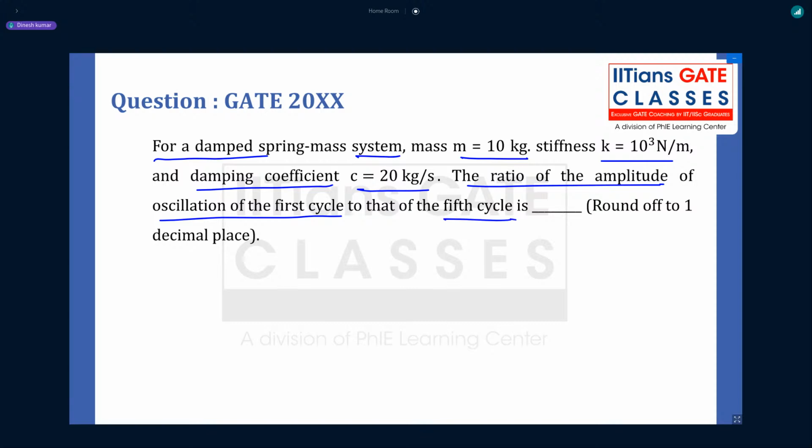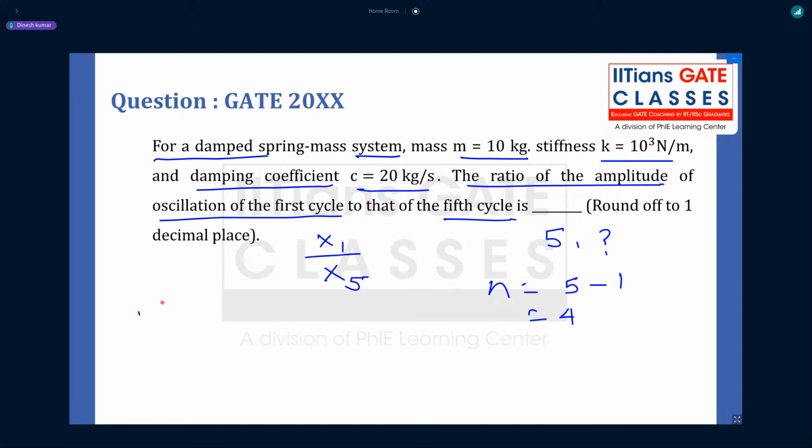So guys, in this case, see what they asked: the ratio of x1 to x5. Now tell me guys, how many cycles will we have? How many cycles, Mr. Ravi? There will be 5 cycles or something? So what I told, the number of cycles is the nth amplitude minus the first amplitude, right? The first amplitude is 1 and the nth amplitude is 5. So the number of cycles is 4.